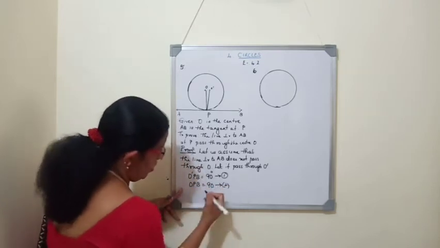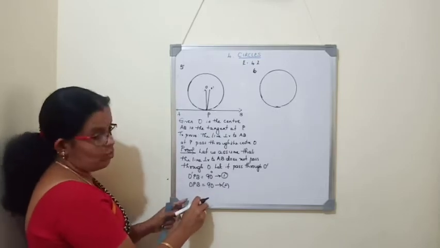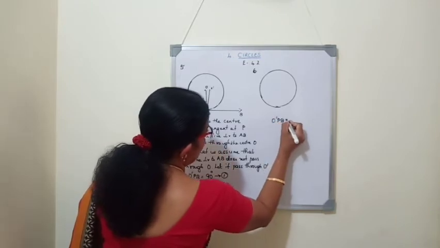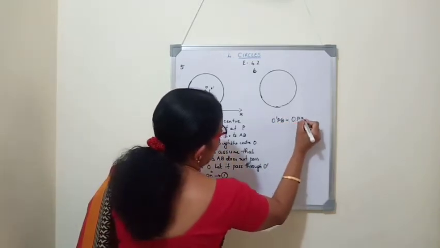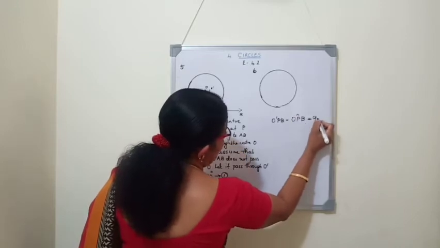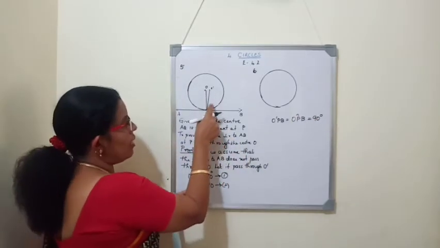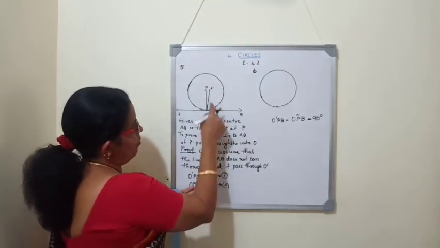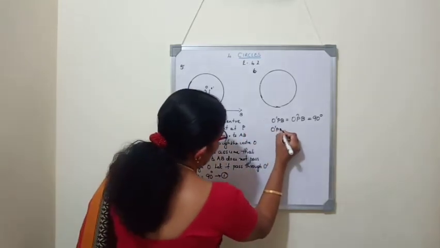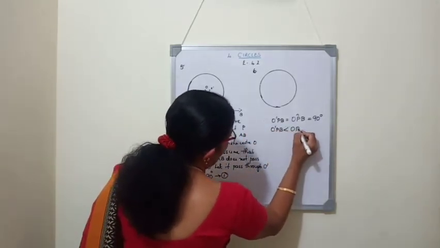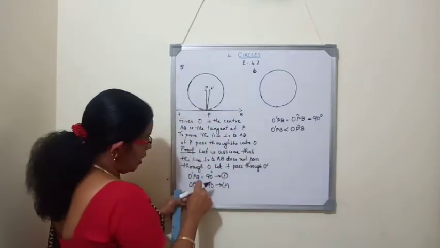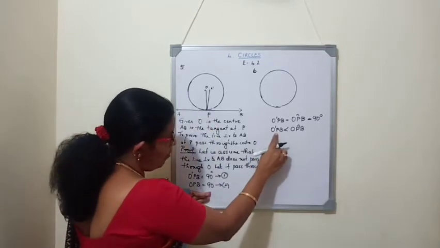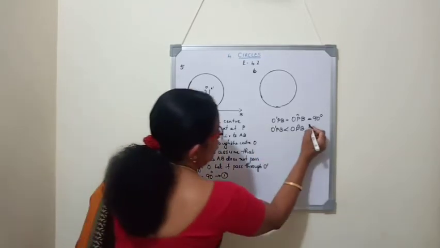This is equation 2. So from 1 and 2, what can we write? O dash PB is equal to OPB. Both the angles are equal and they are equal to 90 degree. But when we look at the diagram, O dash PB is a smaller angle than angle OPB. O dash PB is less than angle OPB. We proved that these two angles are equal, but according to the diagram, O dash PB is less than OPB.